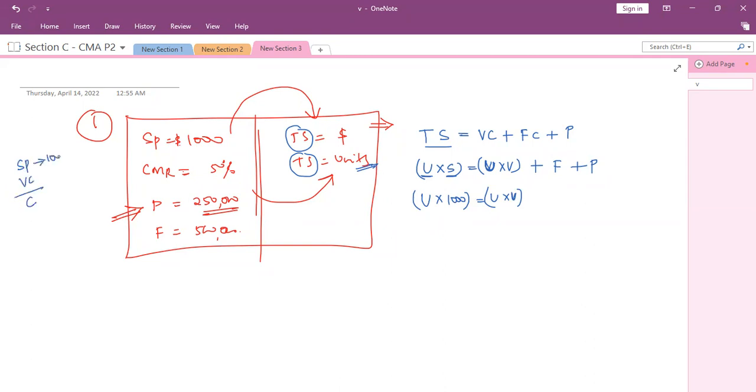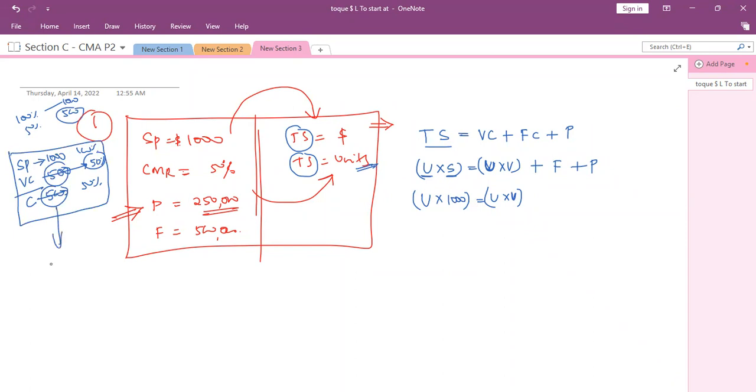When selling price is 1000, and contribution is 50%, so what is the variable cost ratio then? 50%. For 100%, this is 1000. For 50%, how much? Variable cost is 500, contribution is also 500. This is the only logic here. Rest is normal.